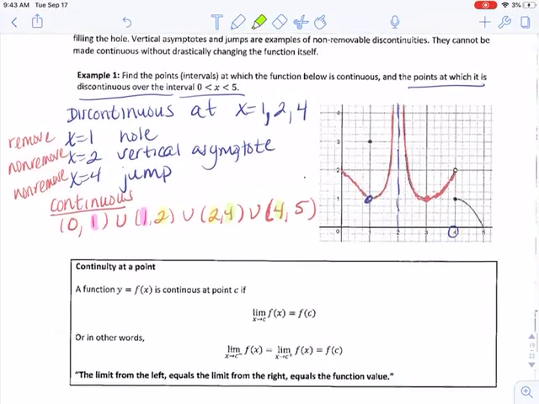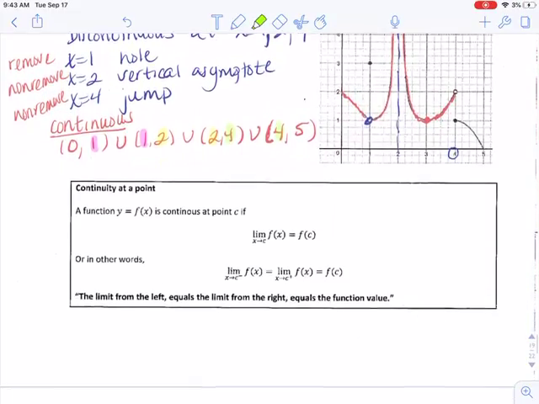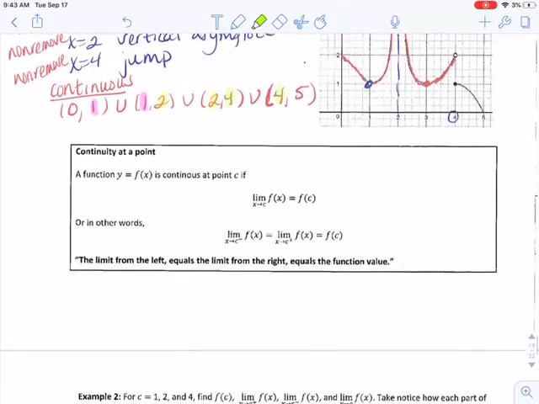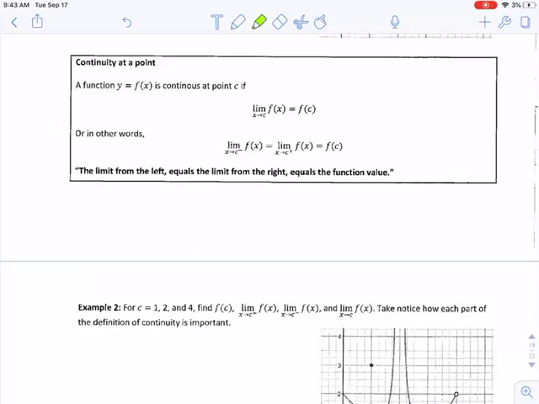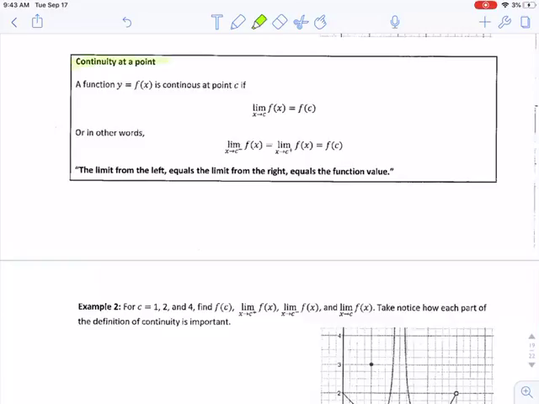So again, in algebra, it's easy to recognize that something is continuous. If you have to lift up your pencil at a certain point, that's where a graph is discontinuous. In calculus, they have a fancier definition of continuity, continuity at a point. A function y equals f of x is continuous at point c if the limit as x approaches c is the same thing as f of c. That means the limit has to exist. It has to be the same on both sides, and it has to be equal to the function value at that particular x value.